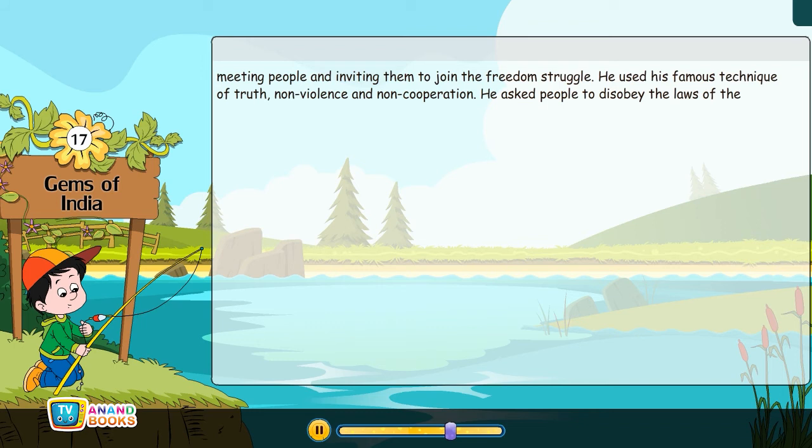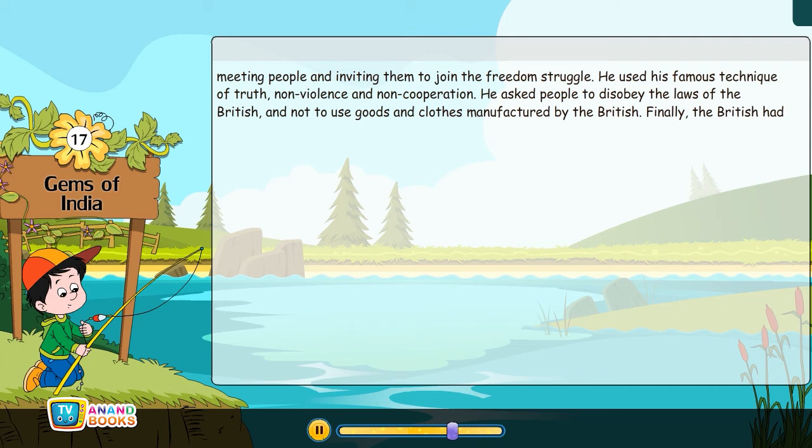He asked people to disobey the laws of the British and not to use goods and clothes manufactured by the British. Finally, the British had to leave India in 1947. On 15th August 1947, India became a free nation.